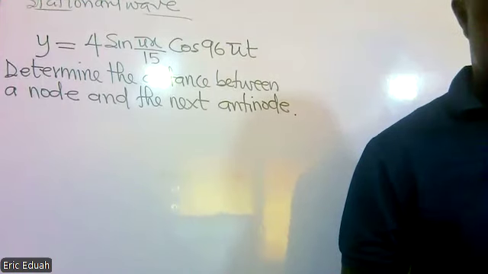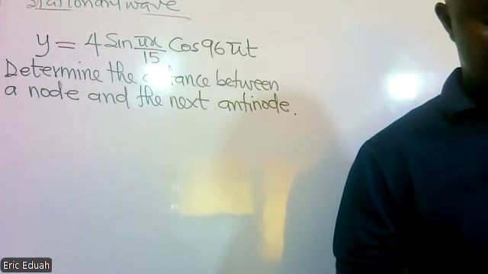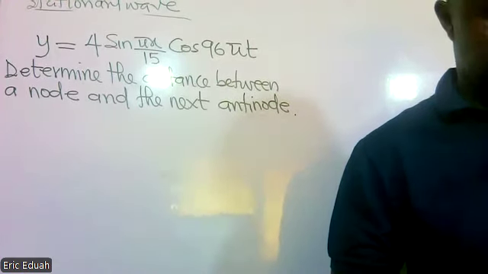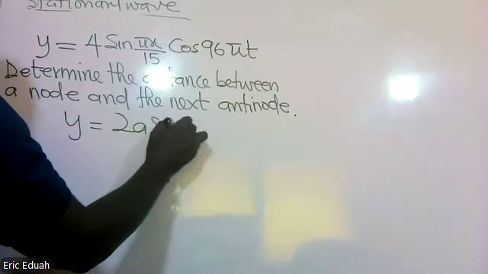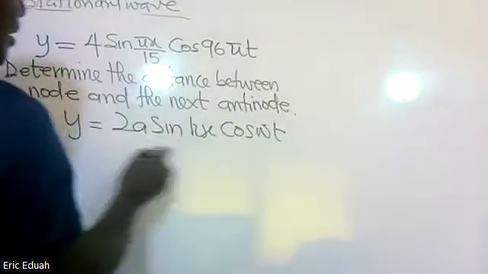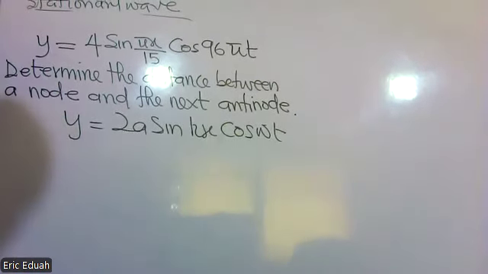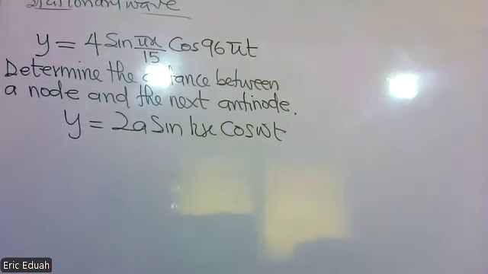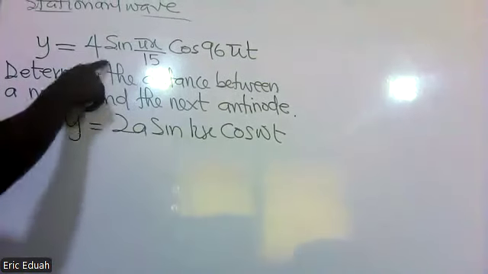I think it was formed from two different waves traveling in opposite directions. Okay, so if you compare this to y is equal to 2a sine kx cos omega t, you conclude that this is a stationary wave. It is done as a result of that comparison. Clearly it tells you that the amplitude of the stationary wave is equal to 4.